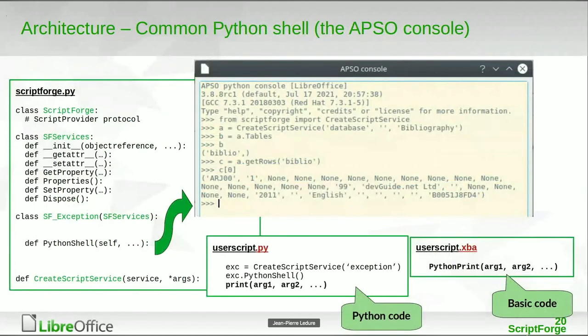An alternative to this is to use a Python shell console. It requires that the APSO extension is installed. APSO stands for Alternative Script Organizer for Python. You can run immediate statements, including statements that call ScriptForge API methods. All the print statements that you have in your Python code will be issued in the Python shell console, and you can have from BASIC a specific Python print method that writes in the same console.